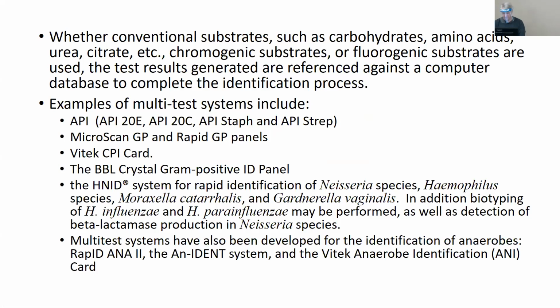So multi-test systems: you started with API, and y'all had API 20Es, and we were going to do some API 20Cs, but we may have to just do those for you and let you see those. We had staph and strep. Now we've moved to the gram positive microscan panels. There's another one you may get exposed to when clinical arrives, called the Vitek. It's a card system, basically a walk-away identifier where you load the card, the color changes in the card, and then the computer reads that card for ID. It's a lot like microscan, but not as widely used as it used to be, because microscan has come in, but you may still run into a lab here and there that uses the Vitek.